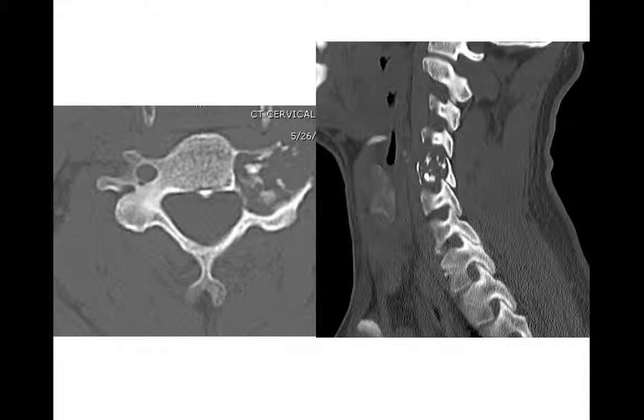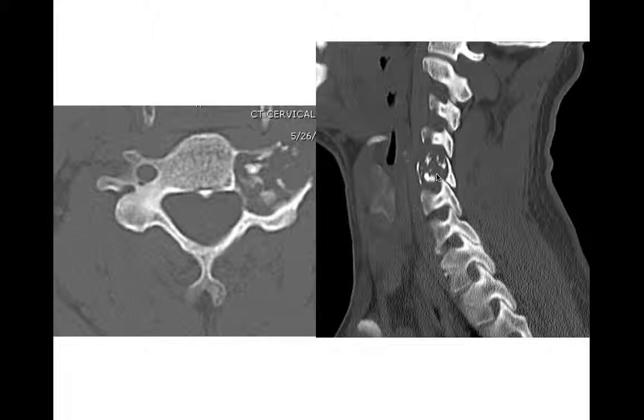vertebral body here. You can see it on the sagittal view. And it slightly expanded the neural foramen here as well. So this is a good location and appearance for an osteoblastoma, especially in a younger patient, as this patient was. So this is what they look like in the spine.